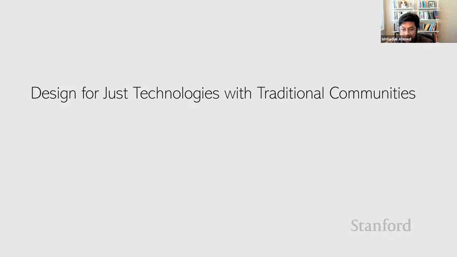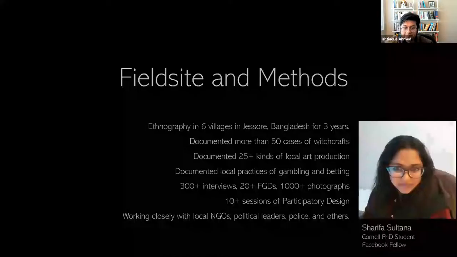In the rest of my presentation, I will describe three stories from our ongoing project in rural Bangladesh to highlight three important aspects of ethical design with the local communities, which are often missing in the design of computing systems, especially in AI systems. These three aspects are ecology, identity, and hope.